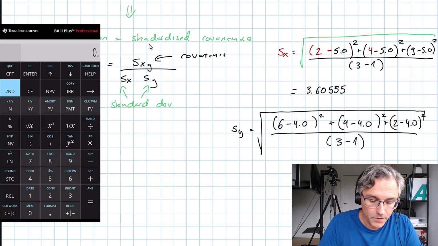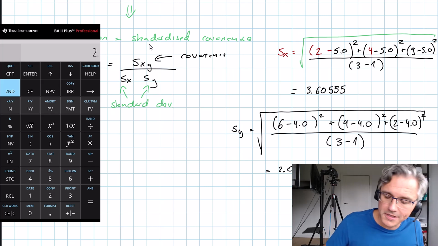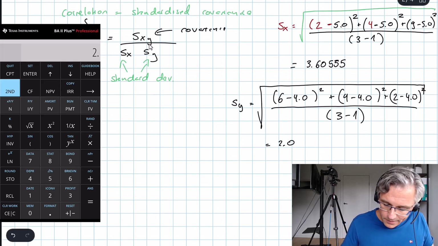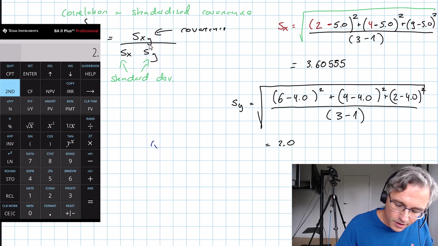So the first one is 2 squared, that's 4. The next one is 4 minus 4, 0 squared. And the third one is minus 2 squared, so another 4. So I've got 8. 8 divided by 2, brilliant. Take the square root. That gives us 2.0. Excellent, nice and easy. So, lots of work, but we are finally able to compute correlation, Rxy.